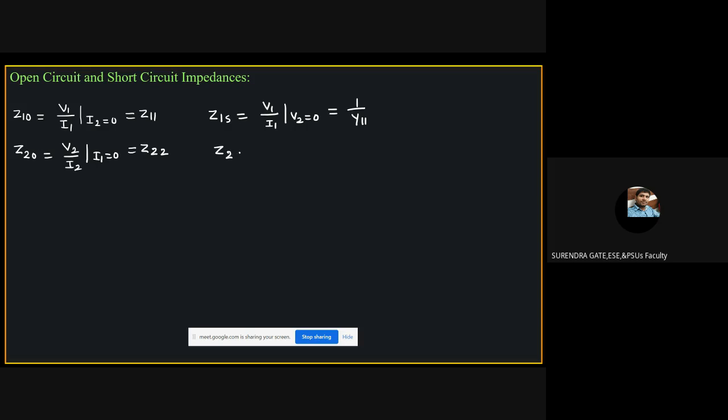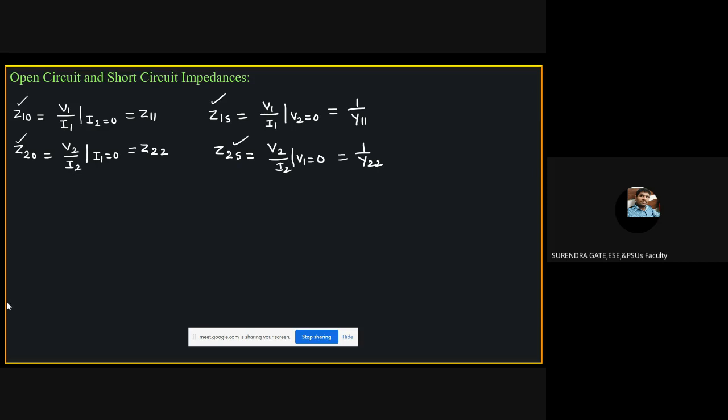Then what is the short circuit impedance at the second port? It is V2 by I2. At the second port we are calculating with the first port short circuited, so voltage is 0 for short circuit and current is 0 for open circuit. Then this is equal to 1 by Y22, because Y22 is I2 by V2, but I have written V2 by I2 now. That's why it is 1 by Y22. These are the open circuit impedance at port 1, the open circuit impedance at port 2, the short circuit impedance at port 1, and the short circuit impedance at port 2.